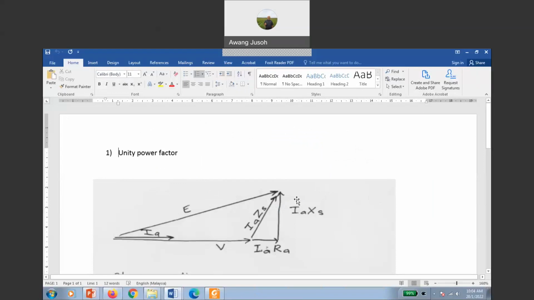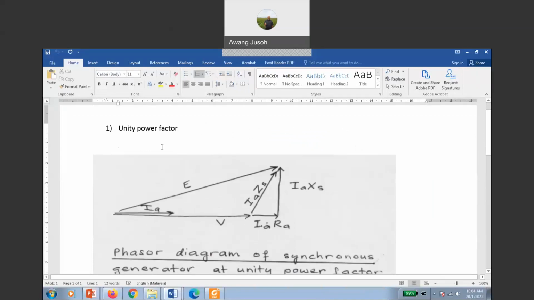Okay. Extra phasor means I just put extra knowledge for you. So for example, if the generator is driving unity power factor, that means IA is in phase with the V terminal. So you have to draw like that. IA must be in phase with the terminal voltage, and then IARA in the same direction as IA, and then IAjXS, and then you get the E there. Okay, this represents the unity power factor.